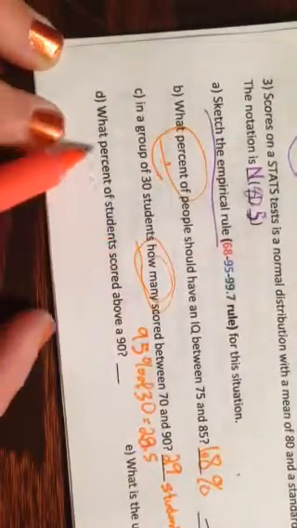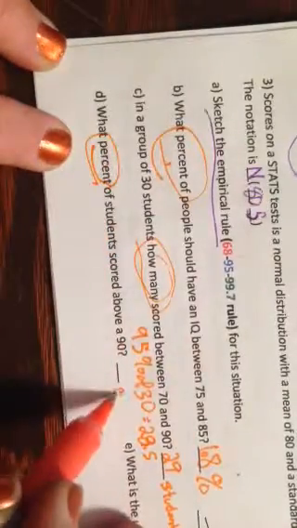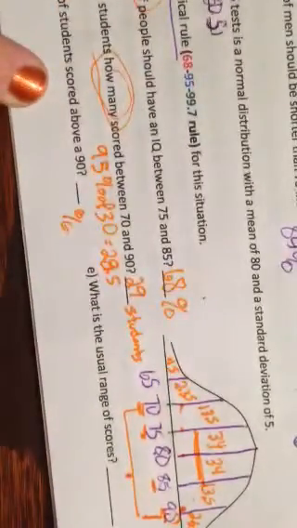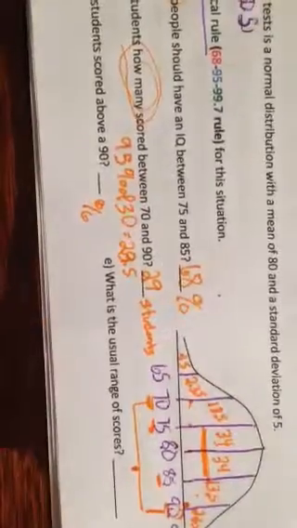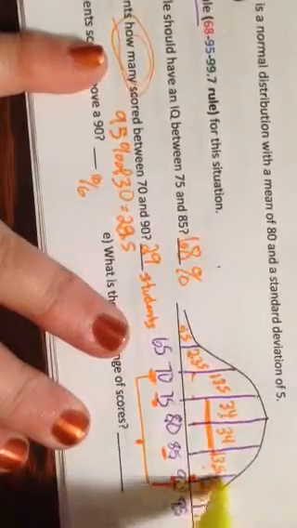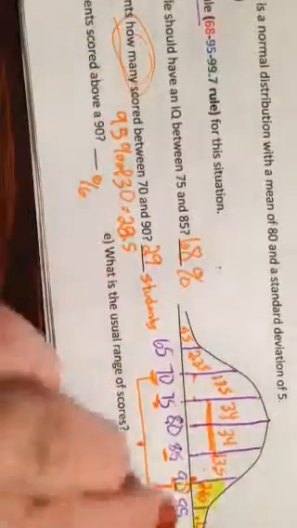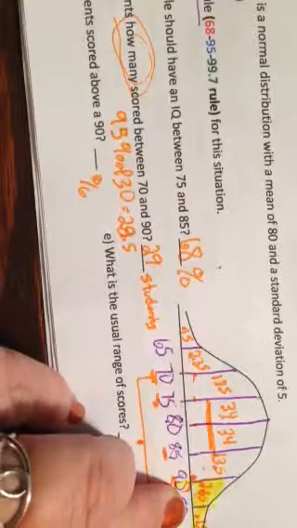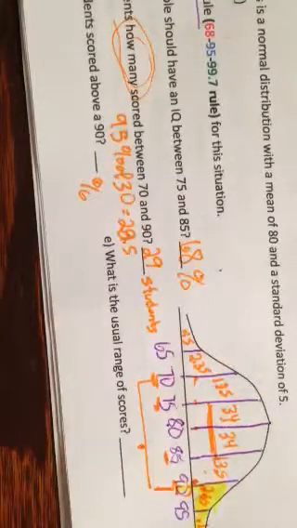Alright, D says what percent, so we want a percent, of students scored above a 90. So that would be, here's 90, so above would be 2.35 plus 0.15, which is 2.5%.